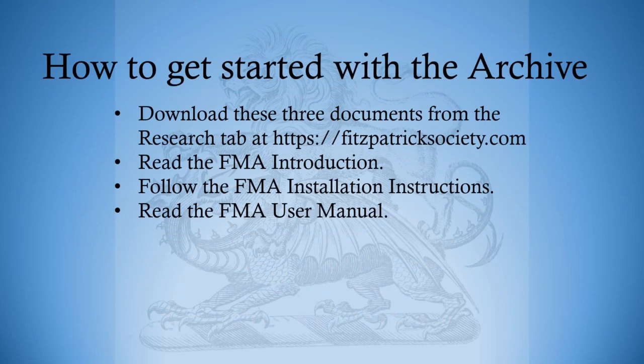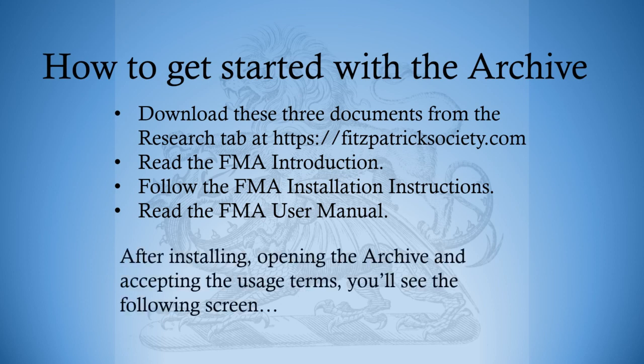To get started with the archive, download these 3 documents from the Research tab at the URL shown. Read the FMA introduction, which will provide an overview of the archive. Follow the installation instructions describing where to download and install the required files. Then read the user manual that will provide tutorials in the use of the archive. After installing, opening the archive, and accepting the usage terms, you'll see the following screen.